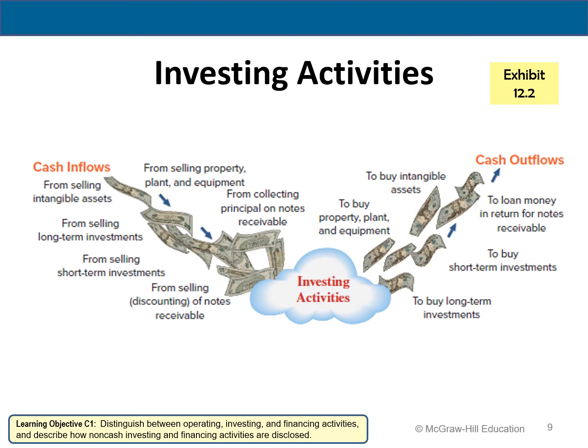Cash outflows would be if you buy property, plant, and equipment, you buy intangible assets, you loan money in return for a notes receivable, you buy short-term investments or buy long-term investments. Okay, those are all investing activities. They're typically the transactions and events that come from the purchase and sale of long-term assets.